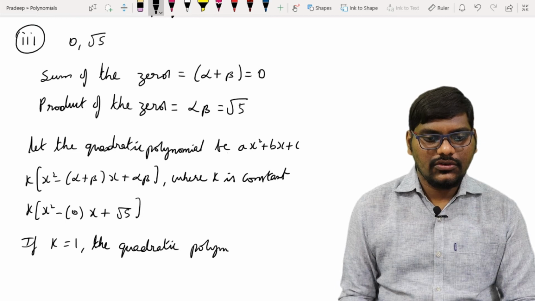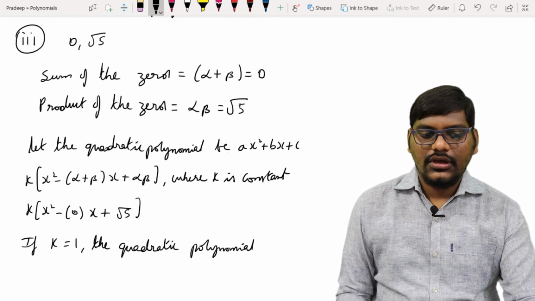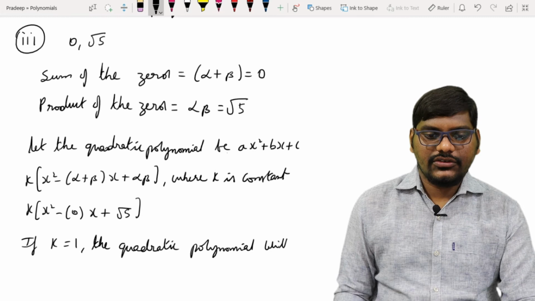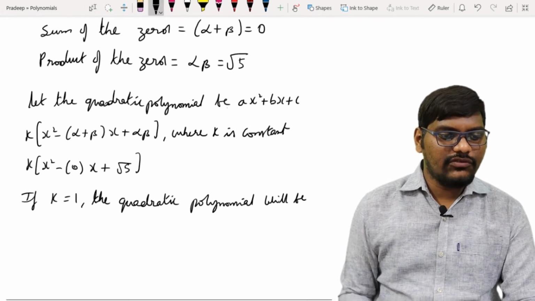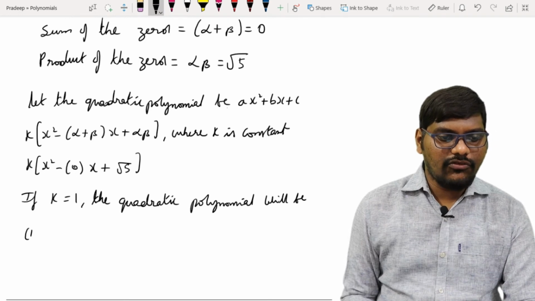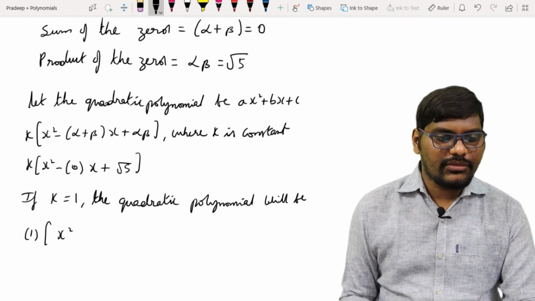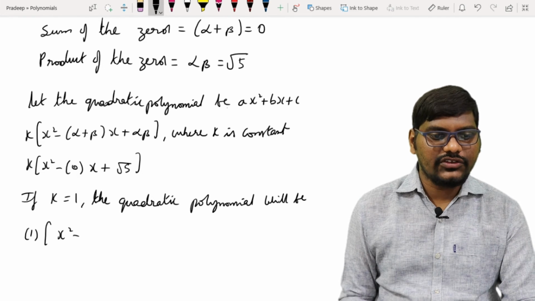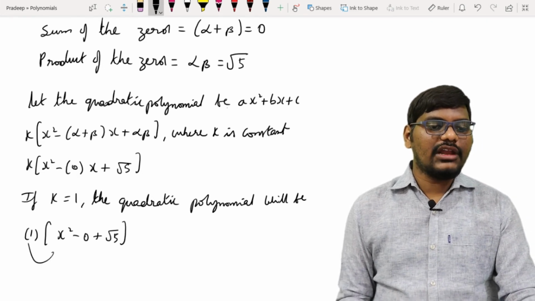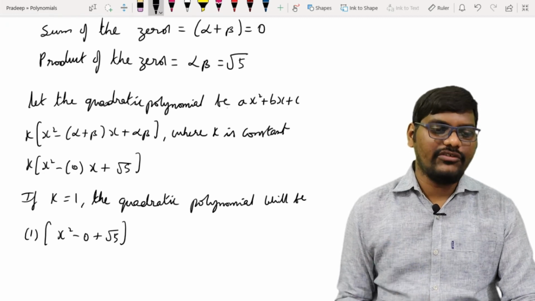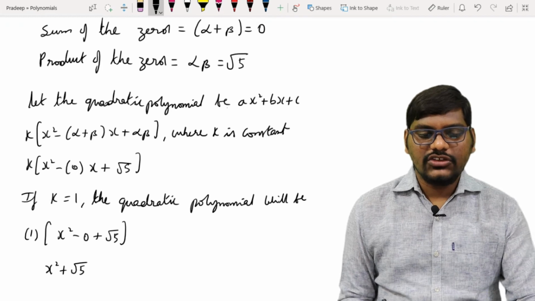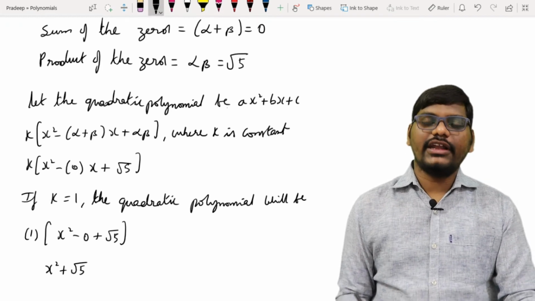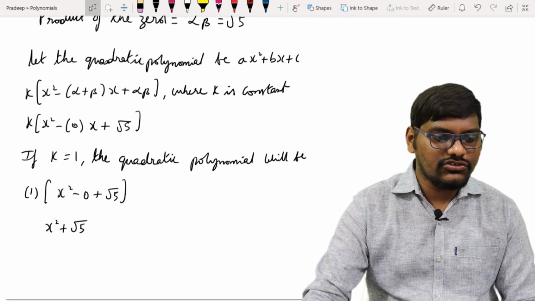So in the above equation, if I write k equal to 1, the equation becomes 1 into x square minus 0 into x, which is nothing but 0, plus root 5. Even if you multiply 1 inside also, there will be no change in the values. So I can simply write this as x square plus root 5. This is the quadratic equation which we got. So we'll write the conclusion.